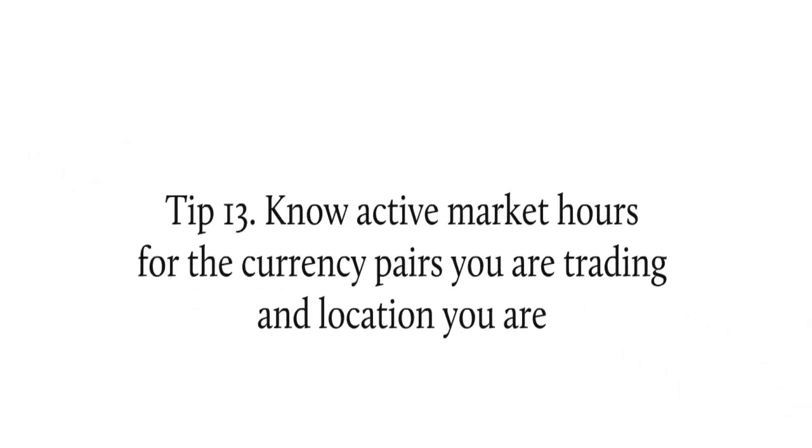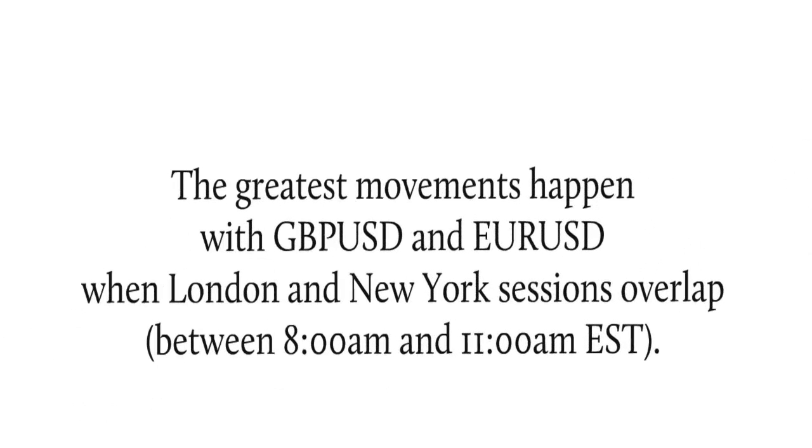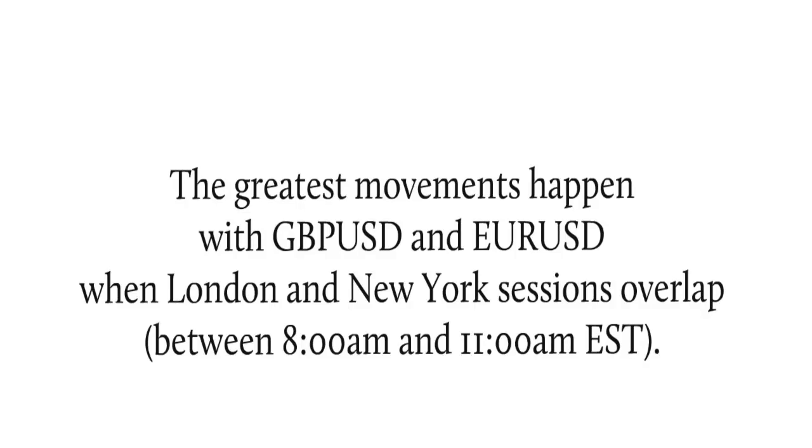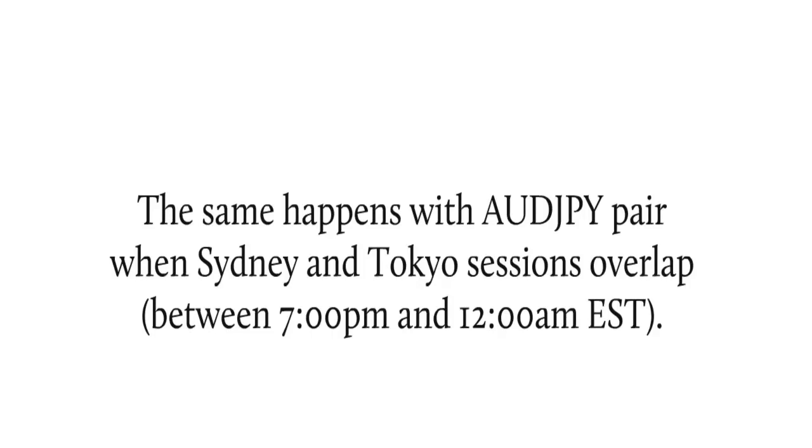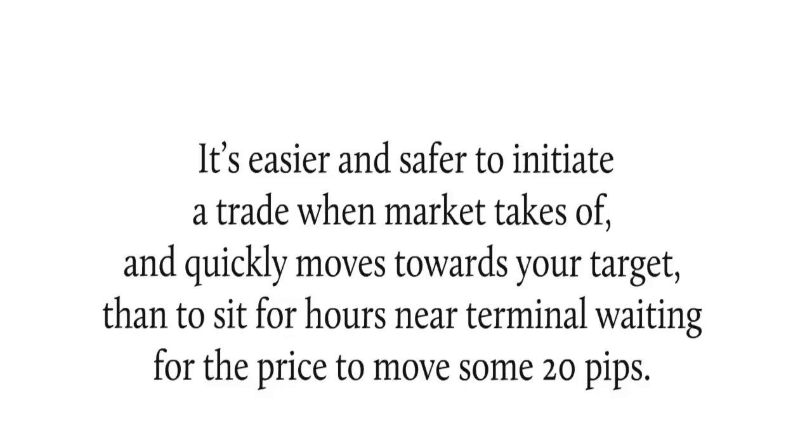Tip 13. Know active market hours for the currency pairs you are trading and the location you are in. The greatest movements happen with GBP/USD and EUR/USD when London and New York sessions overlap between 8 AM and 11 AM EST. The same happens with the Australian dollar and Japanese yen pair when Sydney and Tokyo sessions overlap between 7 PM and 12 AM EST. It's easier and safer to initiate the trade when the market takes off and quickly moves towards your target than to sit for hours near a terminal waiting for the price to move some 20 pips.